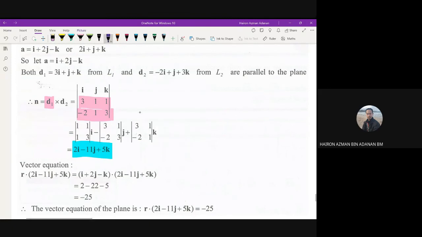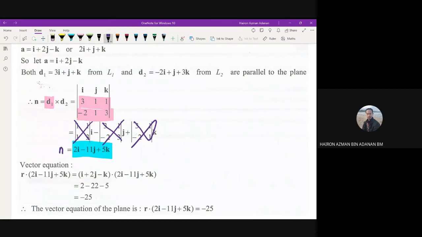Ingatkan, ingatkan. 1 times 3 minus 1 times 1. Okay, so you will get 2. 3 times 3 is 9 minus 1 times -3. Sorry, 1 times -2. Okay, so 9 plus 2, so 11. So in front here is negative, so negative 11. 3 times 1 minus 1 times -2, so we get 5. Okay, so this is your vector normal.